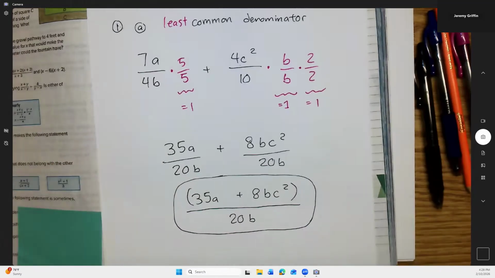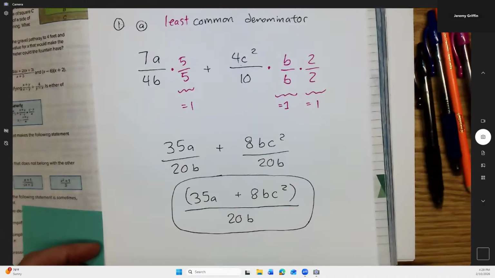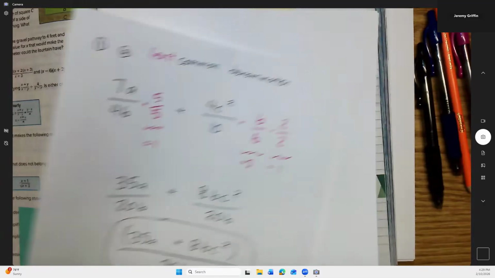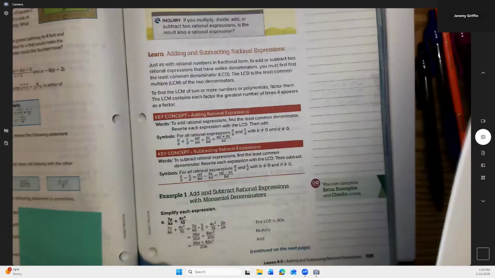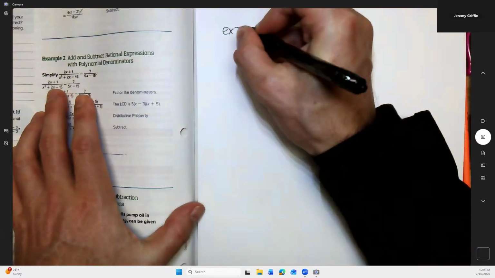A, B, and C could be any set of numbers, and the original expression and my giant single fraction represent exactly the same value. Ooh, that's pretty fun. Let's do example two.